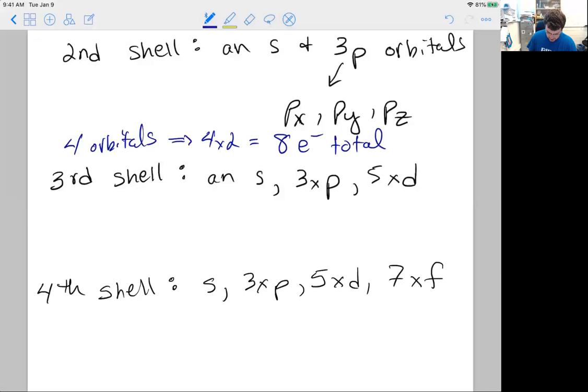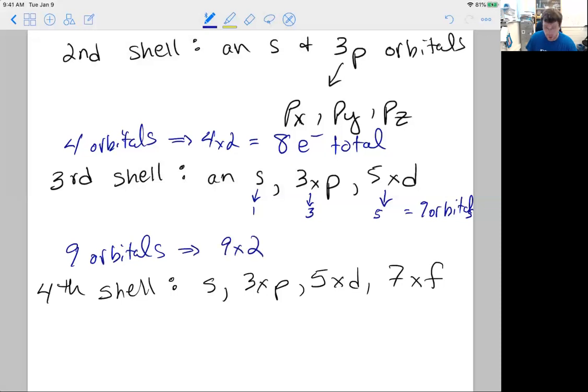The third shell, what we can do is we can kind of count. We've got an s orbital, we've got 3 p orbitals, and we've got 5 d orbitals. That's going to equal, looks like, 9 orbitals total. So with 9 orbitals in the third shell, we can take 9 times 2. Why? Because we have 2 electrons in each of these orbitals, and that's going to equal 18 electrons total.